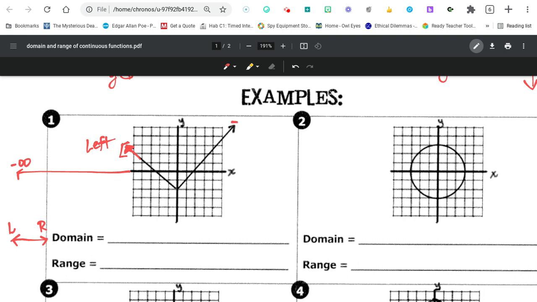Now it looks like it stops over here on the right. But be careful because there's an arrow. An arrow means it continues to stretch to the right. Stretching to the right means it can continue to stretch along this x-axis. But the x-axis will approach positive infinity. So the domain goes from negative infinity to positive infinity.